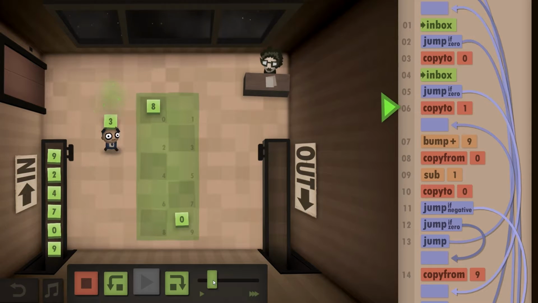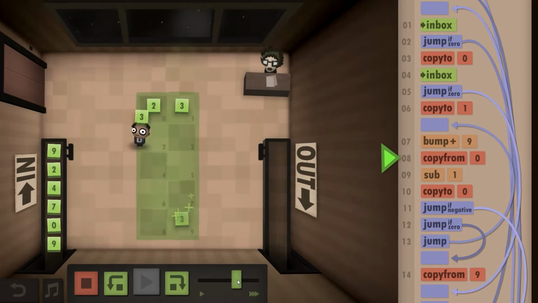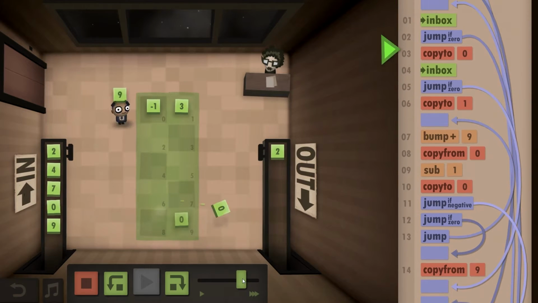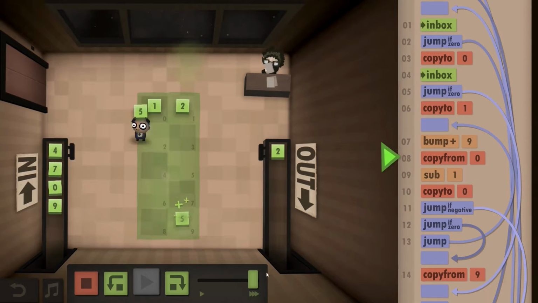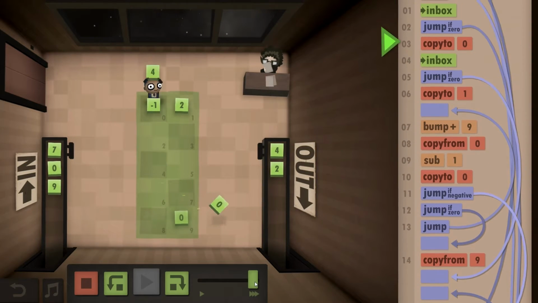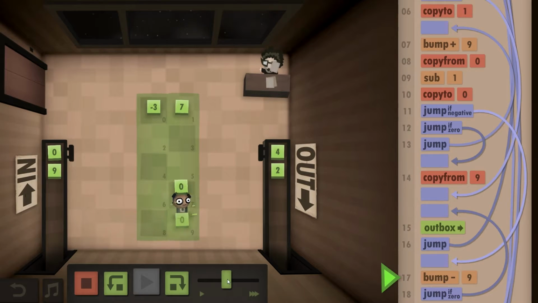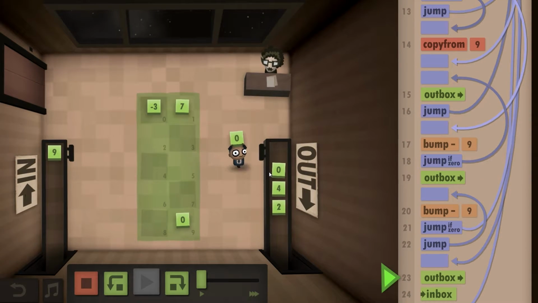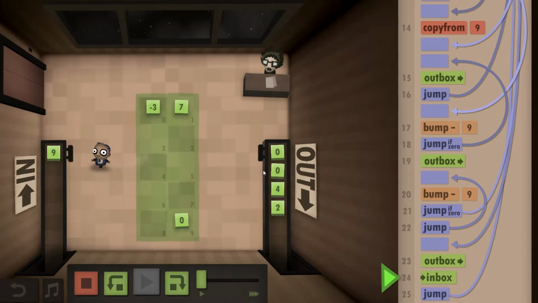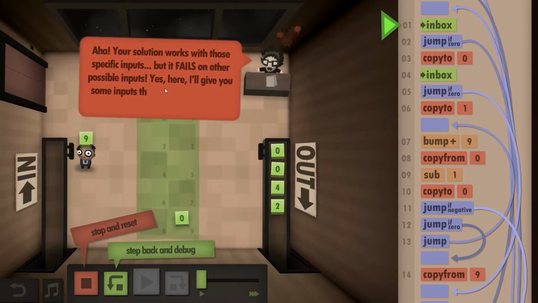It's getting messy. It's getting really messy, isn't it? Let's speed through the easy stuff. Oh my god. Okay. And 0 divided by 9. Oh, you son of a bitch.